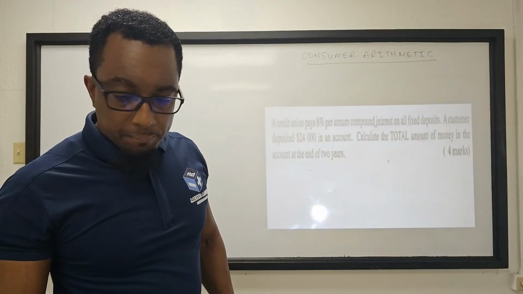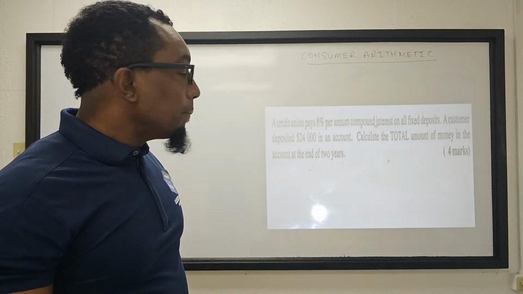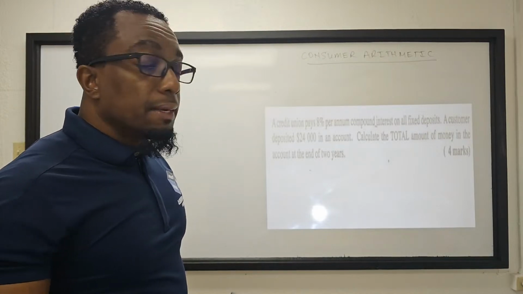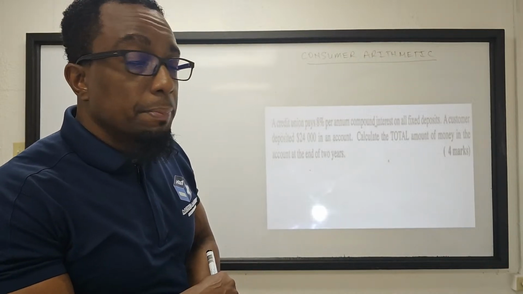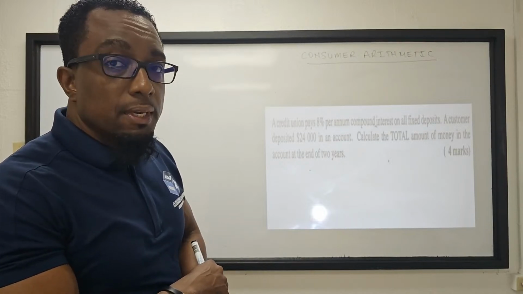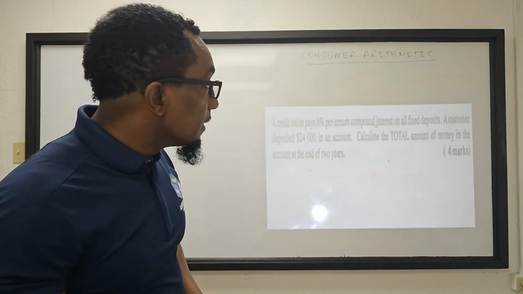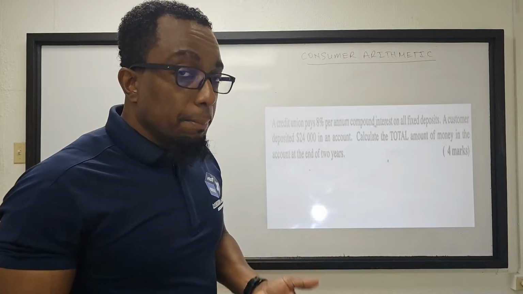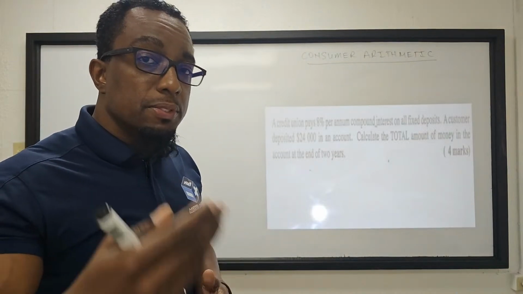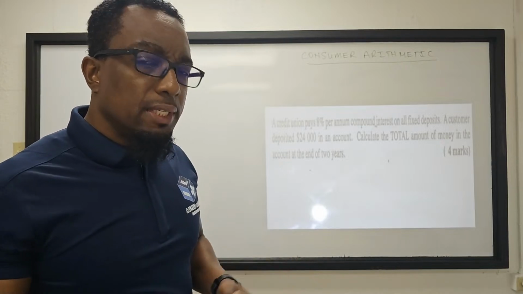So let's look at one or two questions. A credit union pays 8% per annum compound interest on all fixed deposits. A customer deposited $24,000 in an account. Calculate the total amount of money in the account at the end of 2 years. Of course, we can use the long approach where we determine the interest every year and reinvest that interest, so the principal will increase and we work out the interest on that new principal. You can treat it like that if you wish.